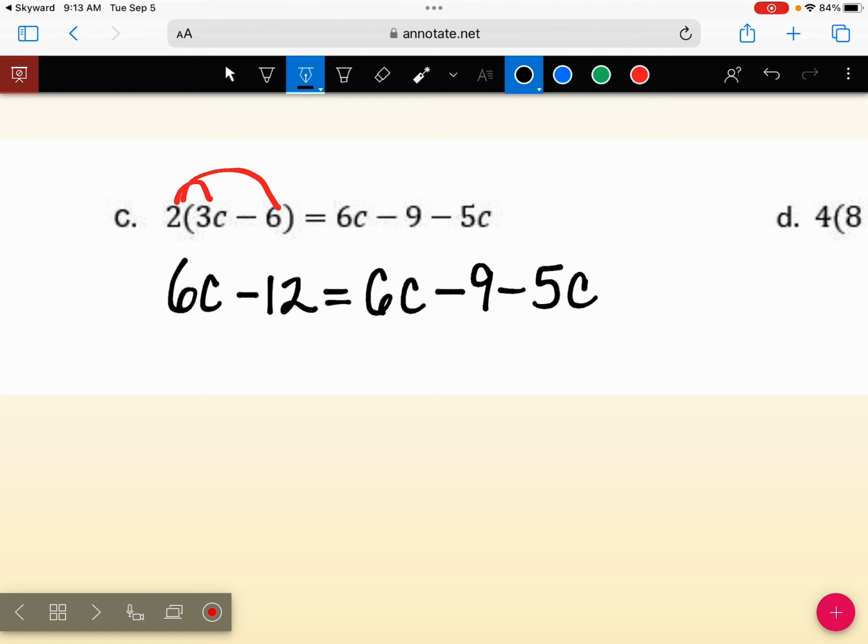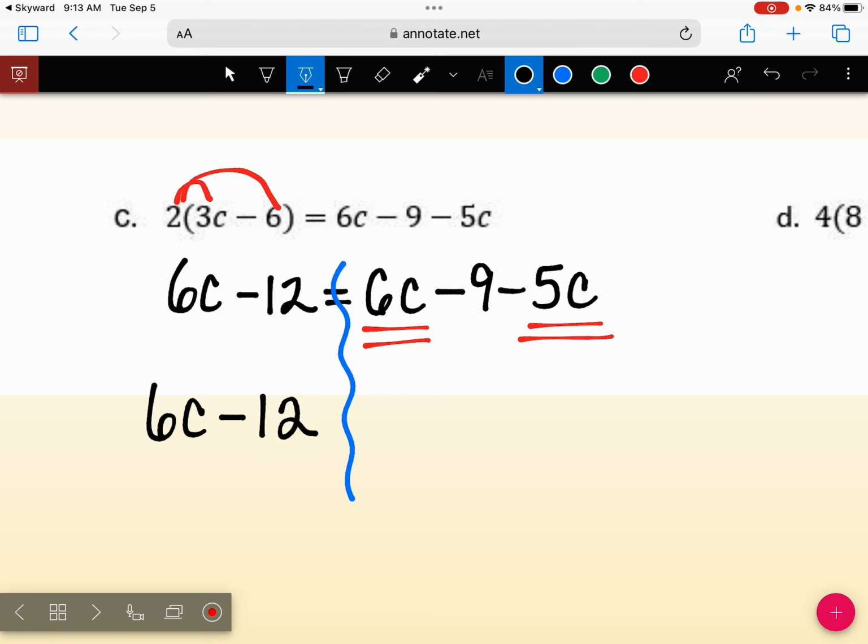So we'll start by combining our like terms. Go ahead and add 6c minus 5c. And 6 minus 5 is 1. So you have 1c minus 9. So now we have a choice, and it doesn't matter which way we go. We can either subtract the 6c or we can subtract 1c. We get the same answer either way.